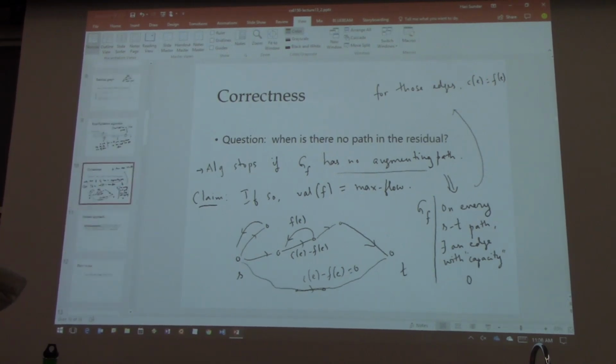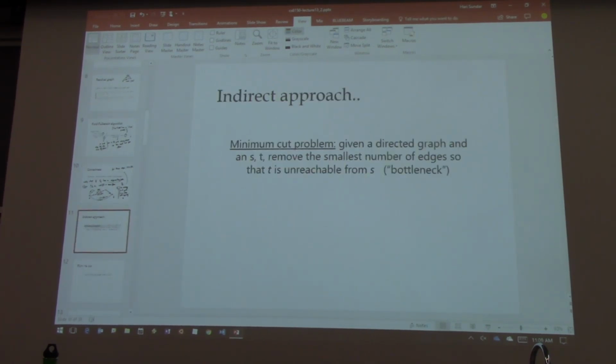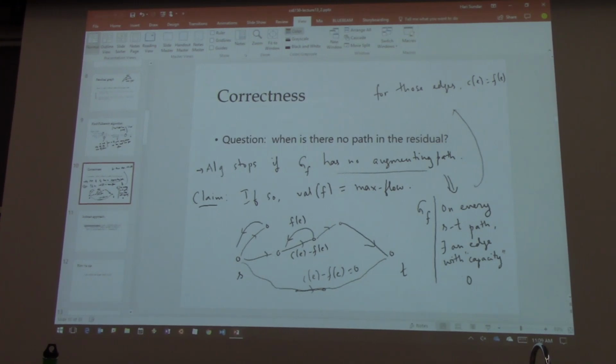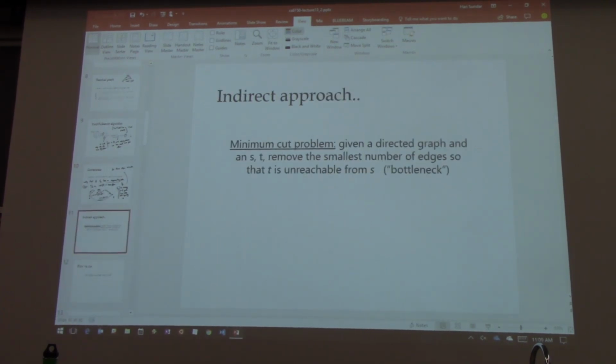As I said, the proof is a bit surprising, so we'll do a very indirect approach. What we're going to do is define a new problem. Let's keep this observation in the back of our mind and look at this new problem. The problem is the following: you are again given a directed graph.